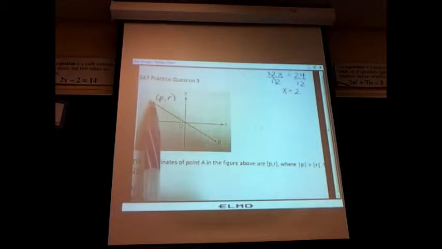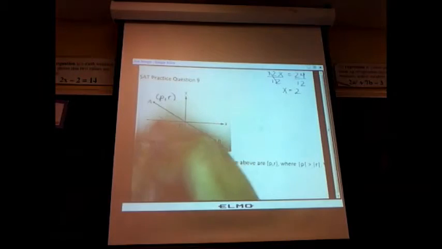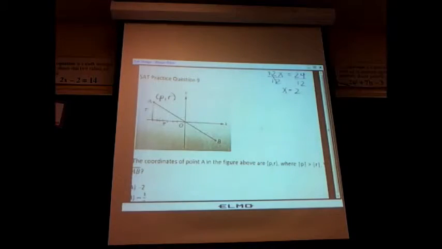I labeled that this is (P, R), so that means to plot this point, I went over P, up R, and that was how I plotted that point. So from here to here is P spaces away, however many that would end up being. And then from here to here is R spaces up. So I'm just keeping that in mind for myself.